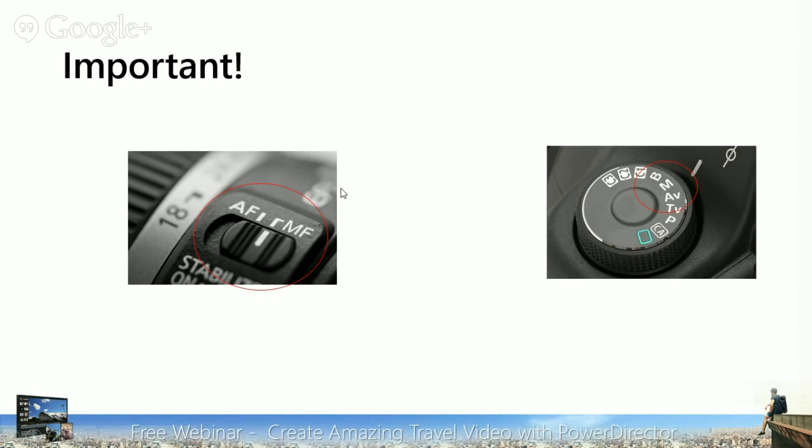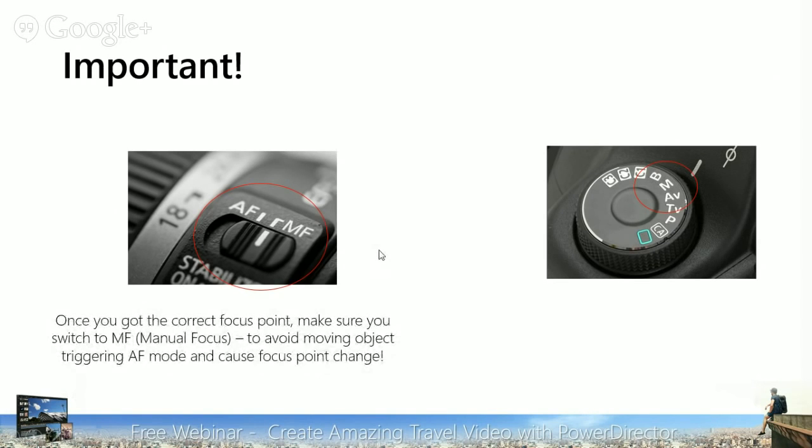Okay, so when taking time-lapse photo sets, there are 2 very important things. The first one is: once you get the correct focus point with the AF mode, the autofocus mode, please switch it to the MF mode, the manual focus mode. Because when you're recording time-lapse photos, there may be objects moving around. For example, in the set I was taking, there were a lot of cars running on the street.